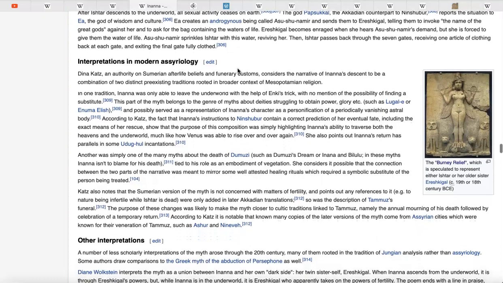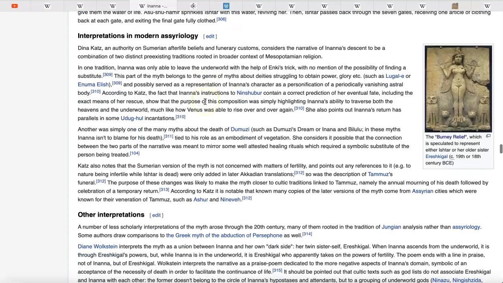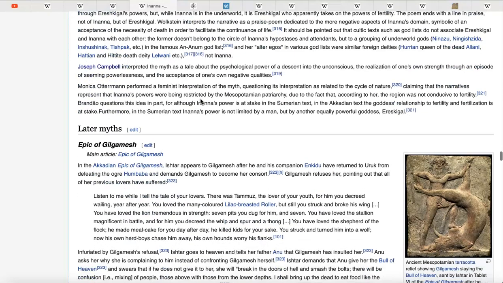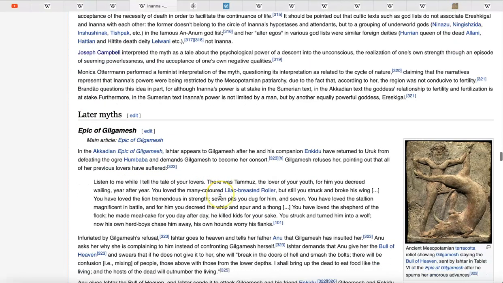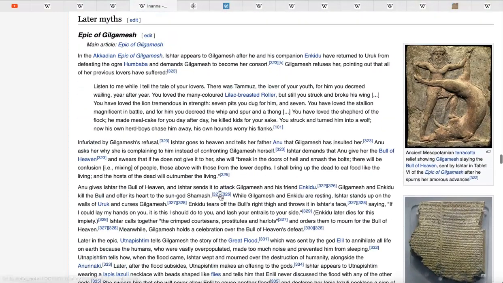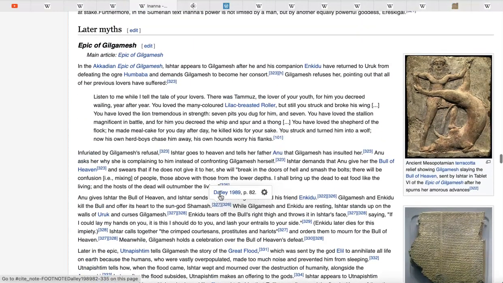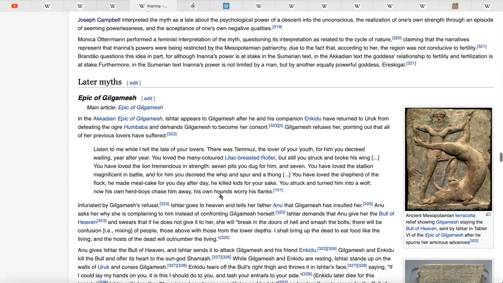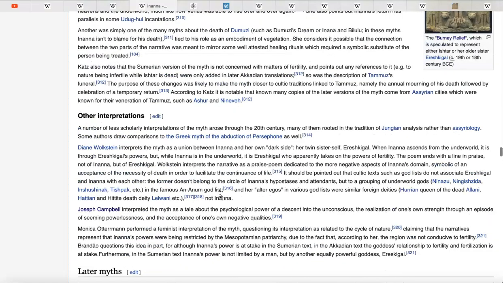And then they talk about interpretations in modern Assyriology. Other interpretations. Was this borrowed by other cultures and civilizations after these Mesopotamian ones? Probably. Then they talk about the Epic of Gilgamesh. Apparently that's related somehow. I'm not an expert in this stuff, by the way. This is why I need Wikipedia. I can tap dance through this and figure things out pretty quickly, but by no stretch of the imagination am I an expert in folklore or mythology.